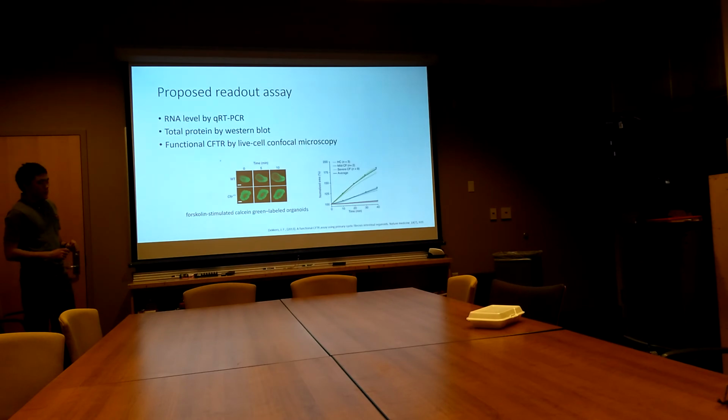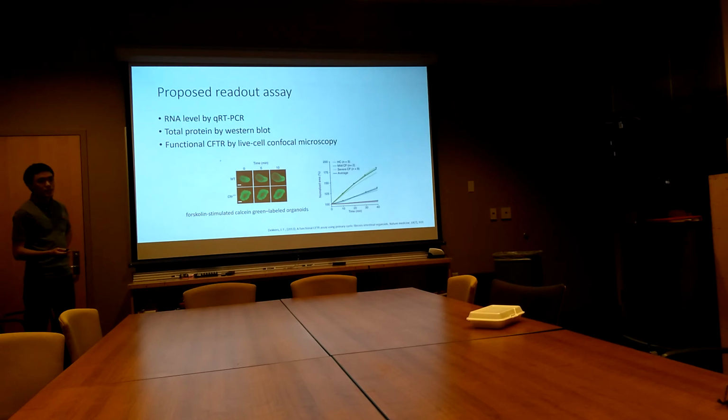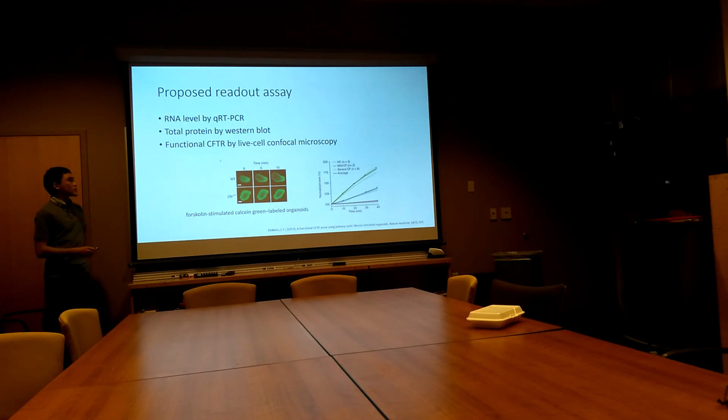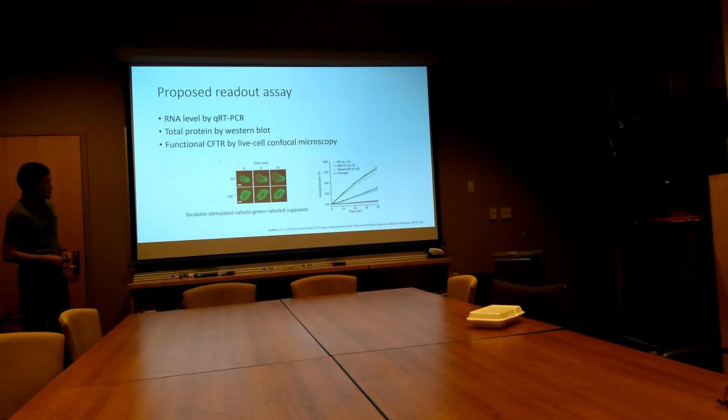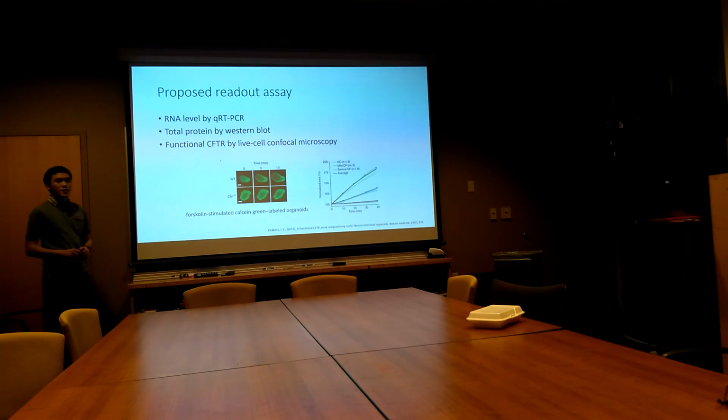Then I propose the functional readouts of these assays to be the following. First, assay the RNA level by qPCR and the protein level by Western blot. And since we are working with organoids, there's a protocol developed by Jeff Beekman's lab that we could use: stain with calcein, a green stain, and then use forskolin as a specific inducer of CFTR. Forskolin induces the CFTR channel to be open.